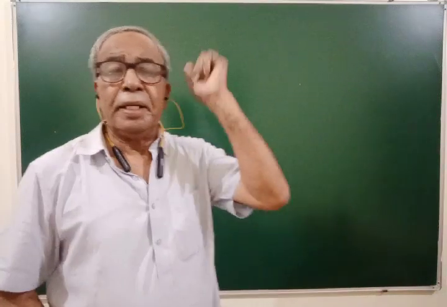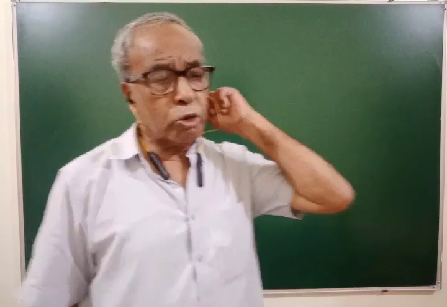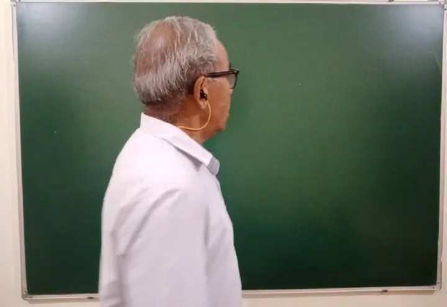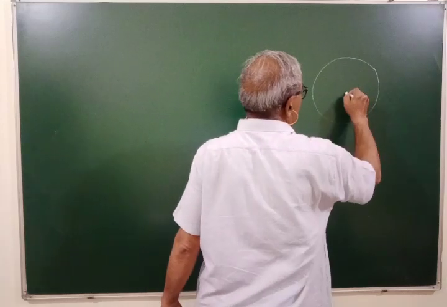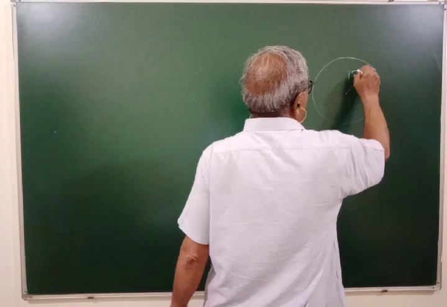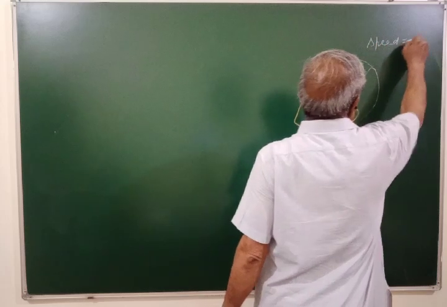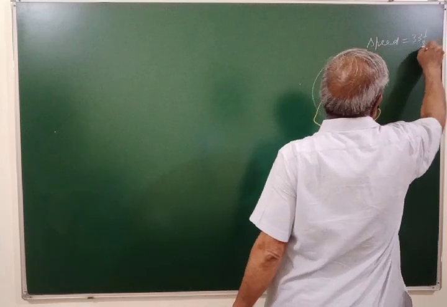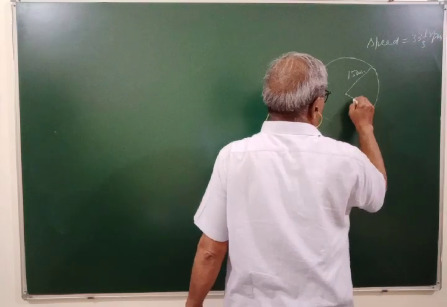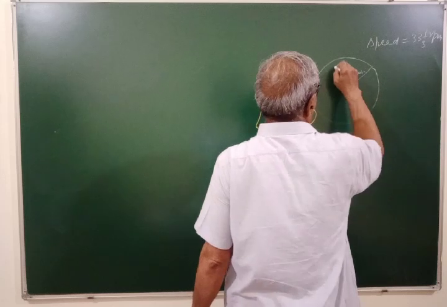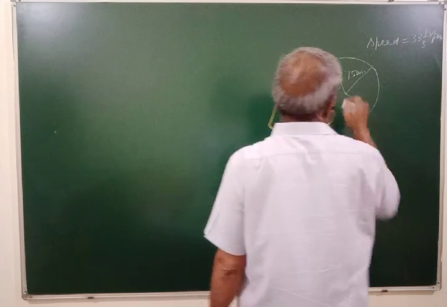Yes, dear students, in this video I will tell you some problems which are based again on force of friction and centripetal force. Here the question is like this: a record player whose radius is 15 centimeter is rotating with a speed of 33 and 1 by 3 revolutions per minute. Two coins of equal mass are placed on it at a distance of 4 centimeter and 14 centimeter.